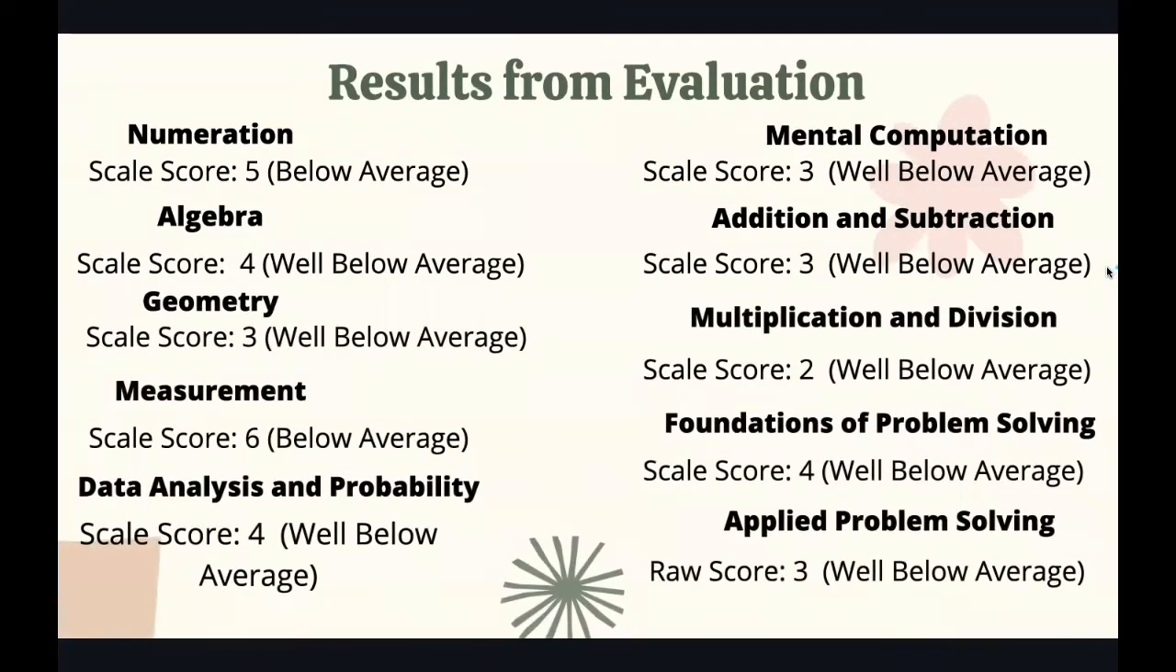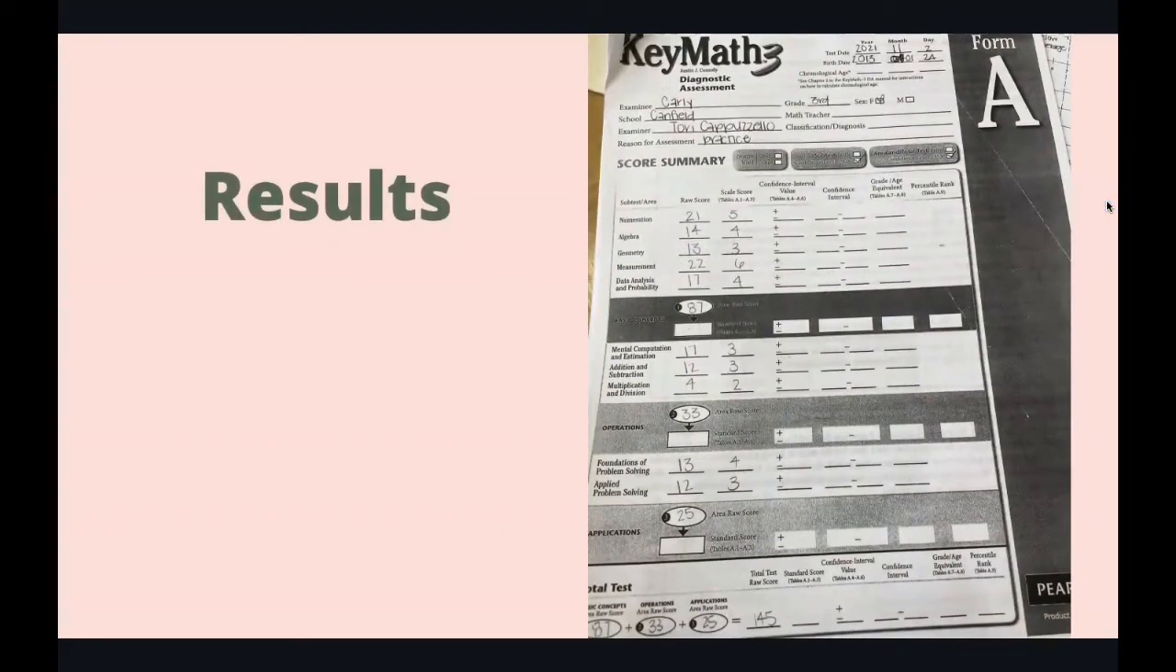So these are her results from her evaluation as well. These just show her scale scores to show where she was well below average and where she was just below average. This also shows her results. It shows the total from the first 5 subtests at an 87. The 3 subtests after that, she scored a 33. And the last 2, she scored a 25. So her lowest there is in applications.